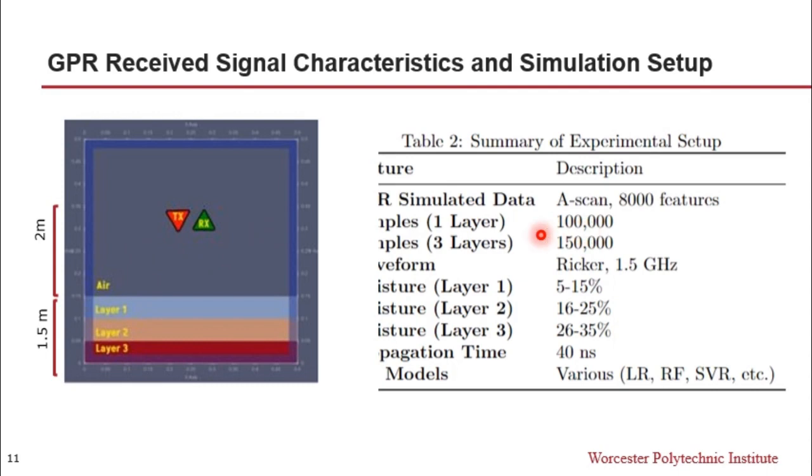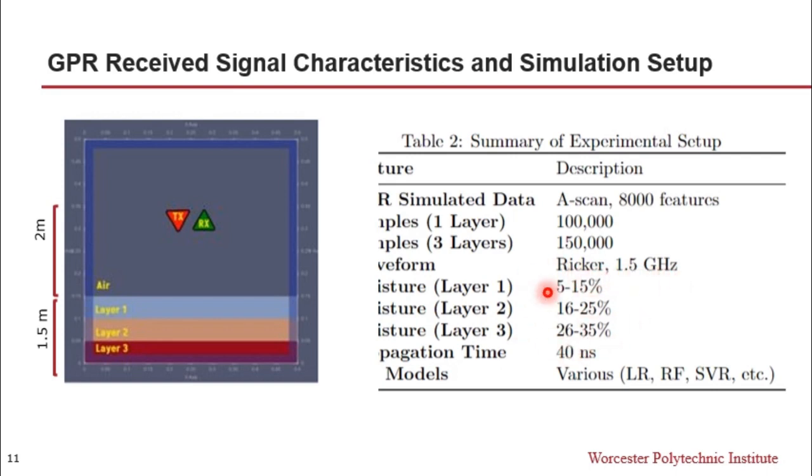Therefore, we used simulated data with a scan size of 8,000 features. We generated two types of data sets for our layers. One was 100,000 samples, and the 3-layer version was 150,000 samples. We used a Ricker waveform with 1.5 gigahertz as our frequency.